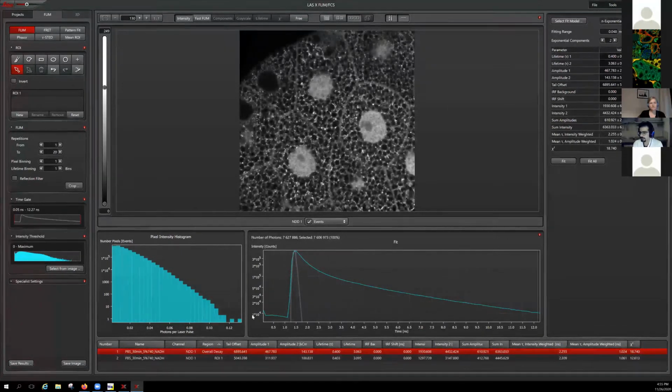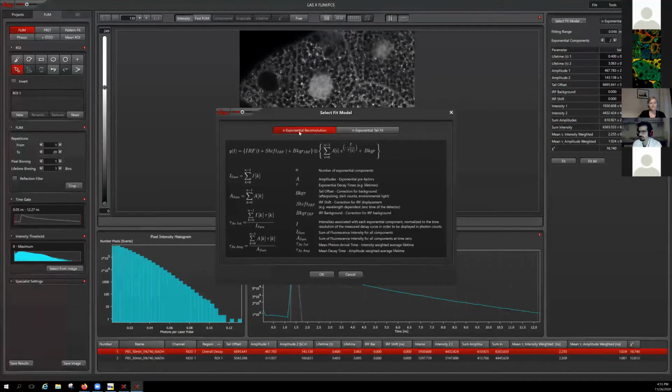Below the images on the right side, we have the decay curve, and later when we do the fitting we will have other information. And on the right side, we have the fitting column. Here all the parameters and controls that we need for fitting are located. There is one option saying select fixed model. When I click on that, there are two options. N exponential reconvolution, which is the typical way we do the fitting.